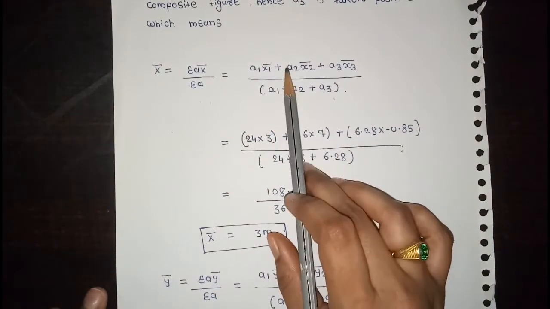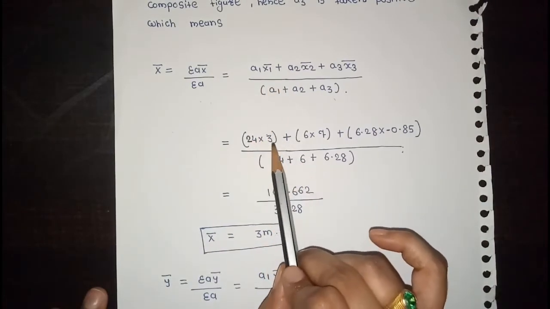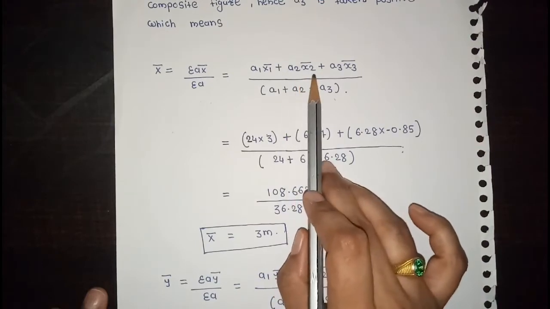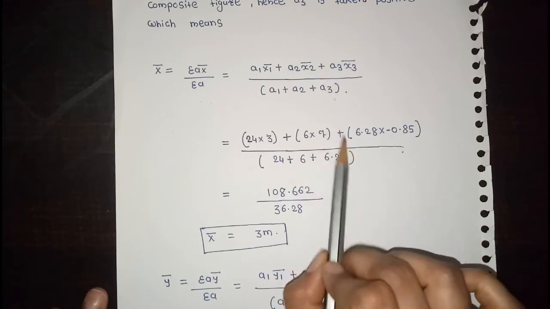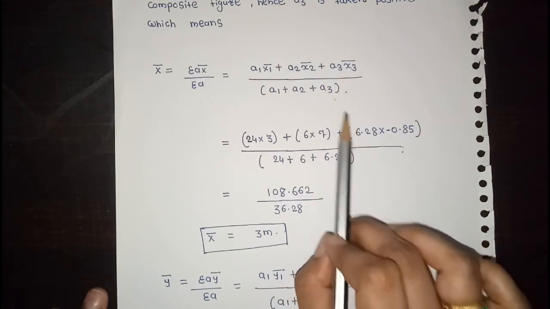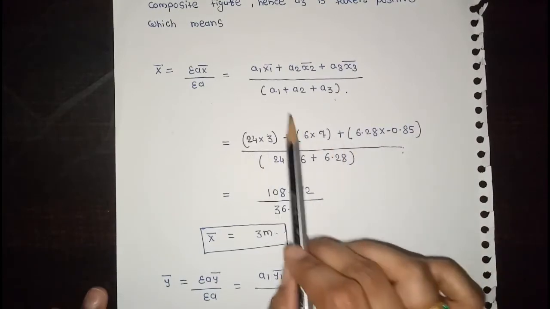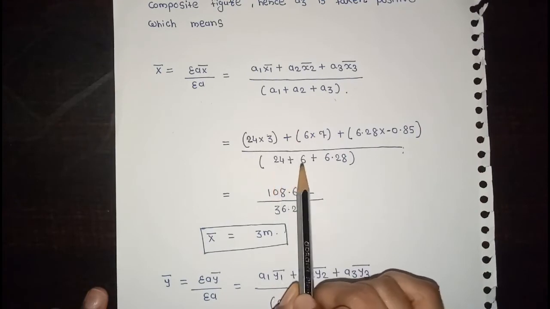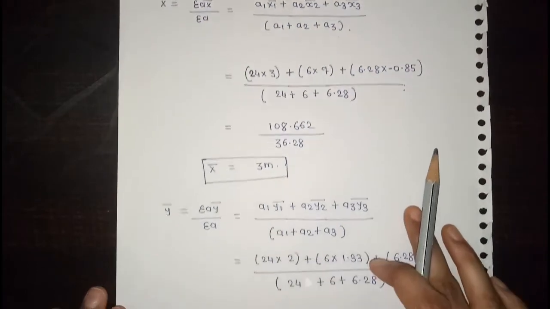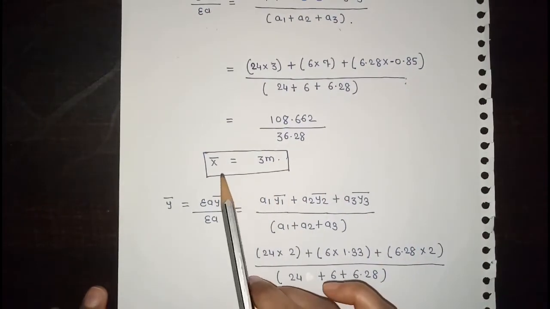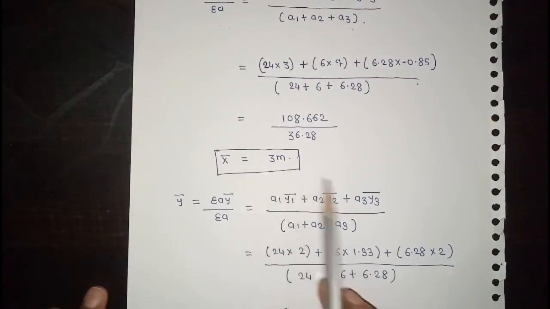So a1 x1 bar, what is the value of a1? 24 into x1 bar 3, plus a2 6 into x2 bar 7, plus a3 6.28 into x3 bar minus 0.85, divided by a1 24 plus a2 6 plus a3 6.28. Then we get x bar is equal to 3 meter.